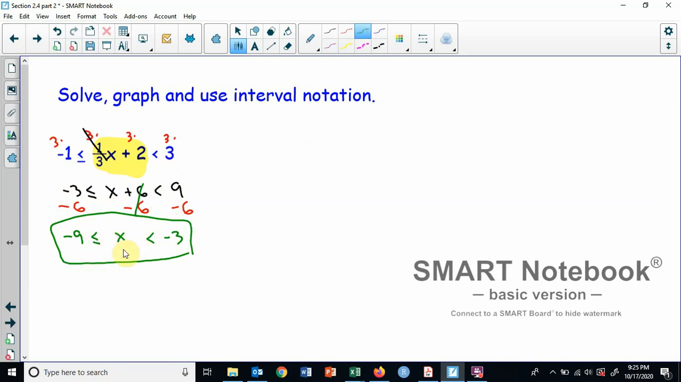So I have this beautiful... Oh, why did I put a negative there? Who let me put a negative there? It is 3. I'm not sure why I put a negative. So I can graph this and write this in interval notation now.